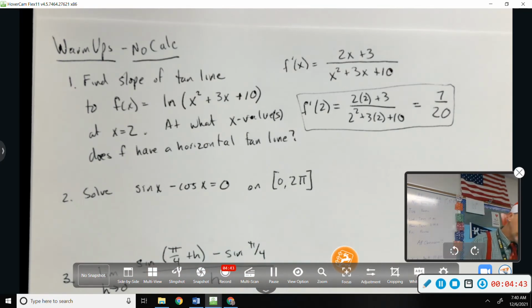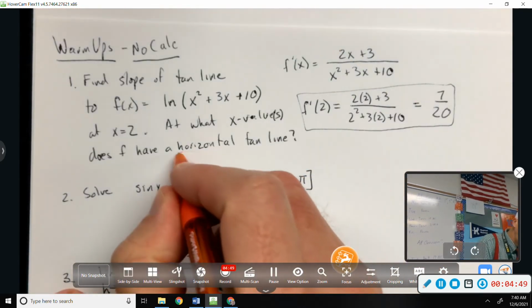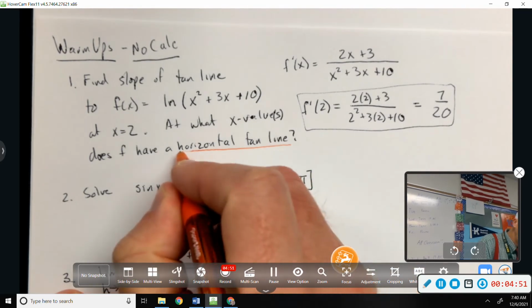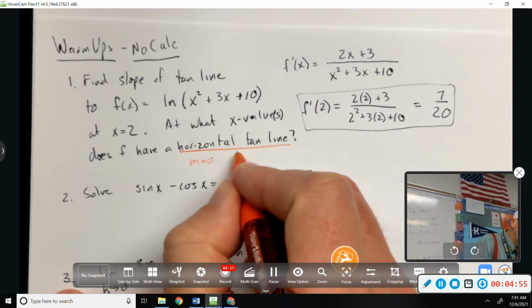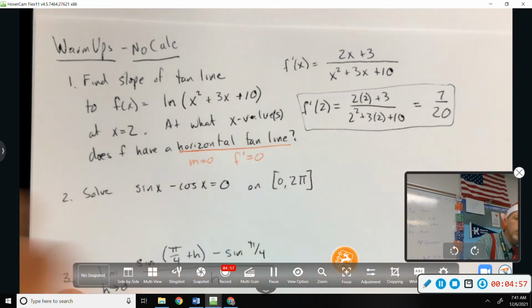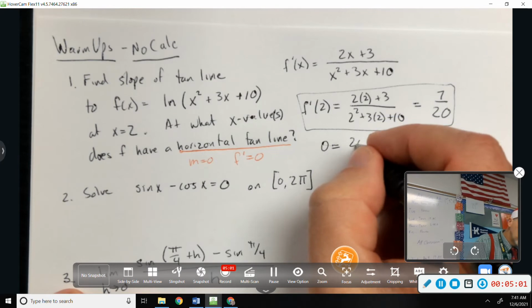At what value of x does f have a horizontal tangent line? Now, some of you said this out loud as soon as you saw it. Your brain should certainly think it. Horizontal tangent line. So slope equals 0. That means f prime equals 0. So we'll set 0 equal to the derivative.